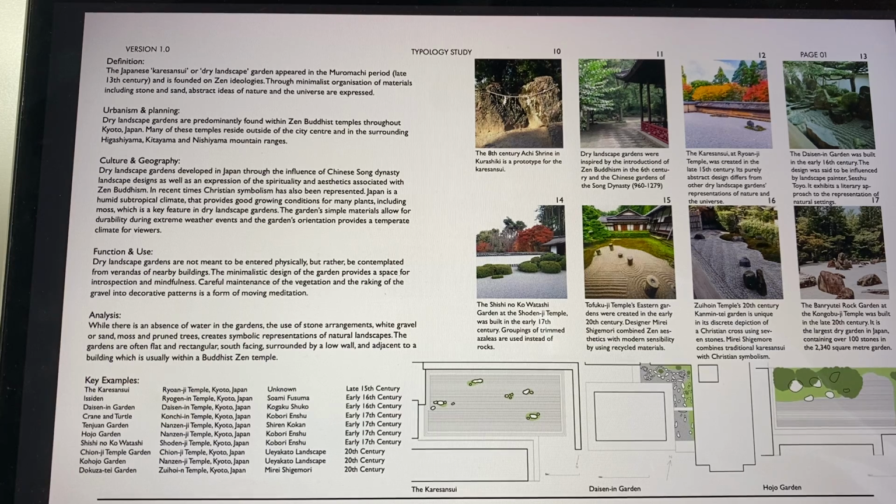The gardens were inspired by the Chinese Song Dynasty landscape paintings and garden designs, and also the introduction of Zen Buddhism to Japan, I think in the 6th century. But the dry landscape gardens became relevant in the Muromachi period, which was the late 13th century. They're found in Kyoto mainly, in Zen temples, not as much in the city centre, but on the outskirts in the mountains. I think the mountains are called Higashiyama, Kitayama, and Nishiyama.